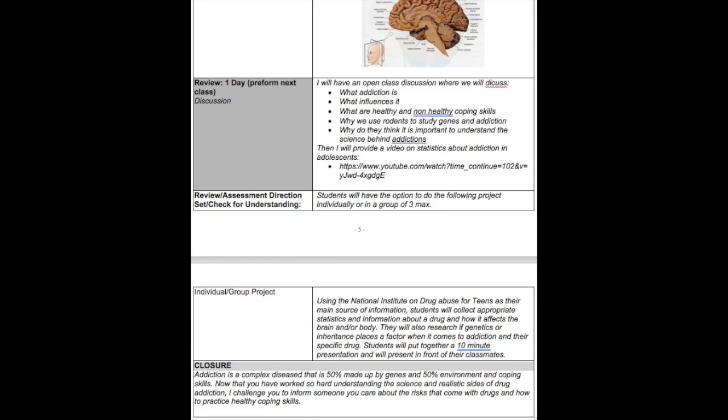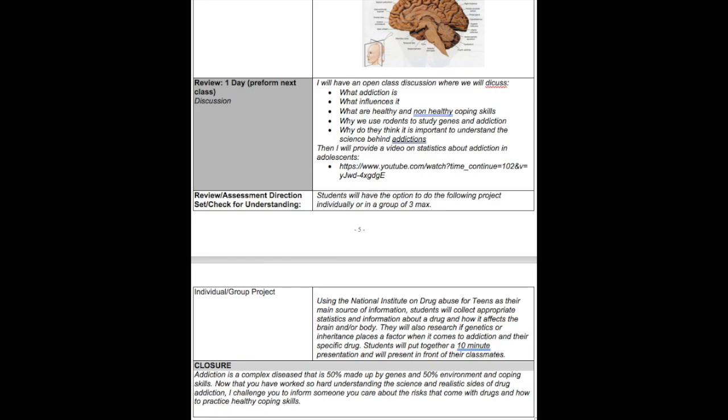Then for a review, I will have the class discuss, and we will discuss again what addiction is, what influences it, what are healthy and non-healthy coping skills, why we use rodents to study genes, and why we think it's important to understand the science behind addiction. Then I will provide a video of statistics, and that comes from a USDA source. I do encourage you all to watch this link. It's actually very informative, and it talks about statistics in adolescents.